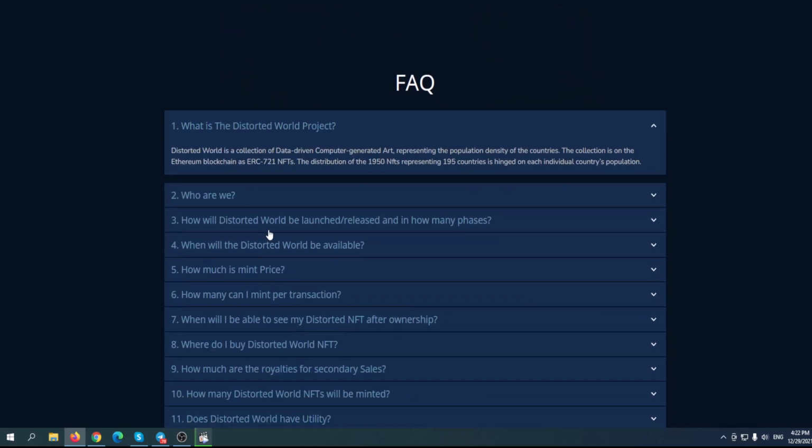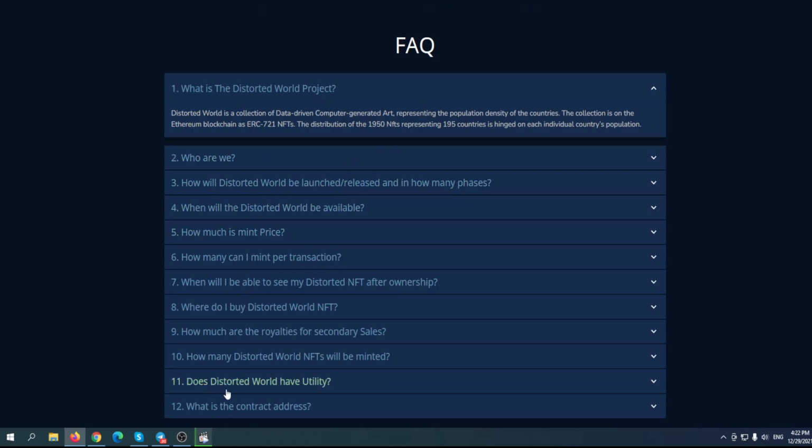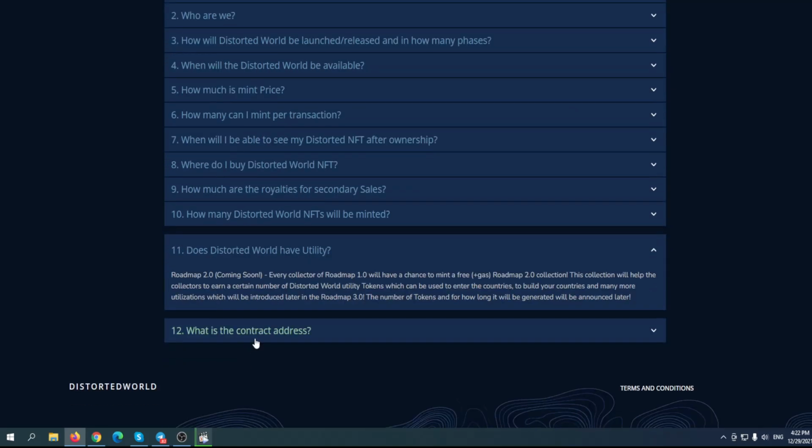So you can find out frequently asked questions here. This is a very important part. So does Distorted World have utility? Roadmap 2.0 coming soon. Every collector of roadmap number 1 will have a chance to mint a free, plus gas, roadmap 2.0 collection. So this collection will help the collectors to earn a certain number of Distorted World utility tokens. That's right, guys, which can be used to enter the countries, to build your countries, and many more utilizations, which will be introduced later in the roadmap 3.0. So this is just the start.